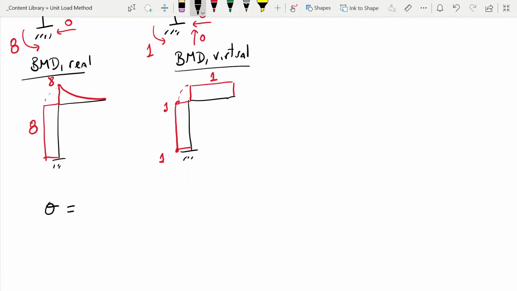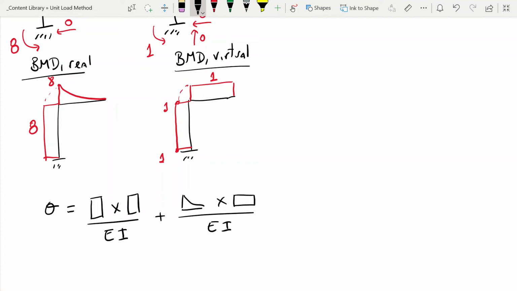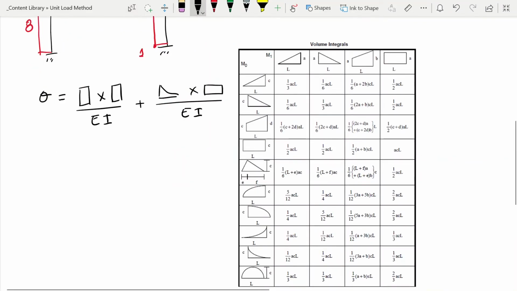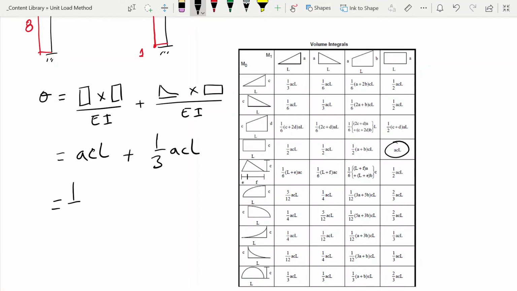So in this case, we're going to do a square times a square for the column. That's divided by EI of the column. Plus a parabola times a square, also divided by the EI of the beam. So again, we go into our table, and our table says that square times square can be found here, so it's nothing more than ACL plus, and now parabola times square is 1 over 3 ACL. So let's write this down. Let's not forget the 1 over EI that I forgot here, so let's put here divided by EI.